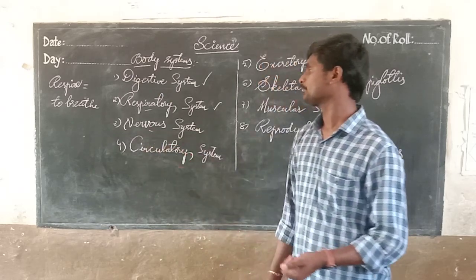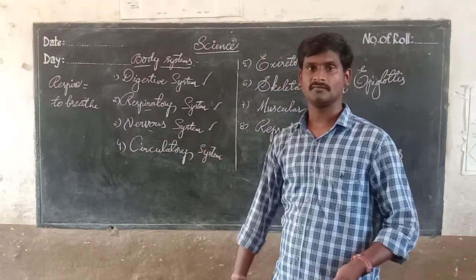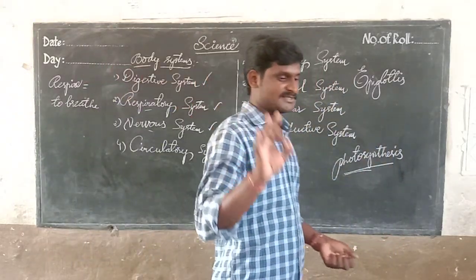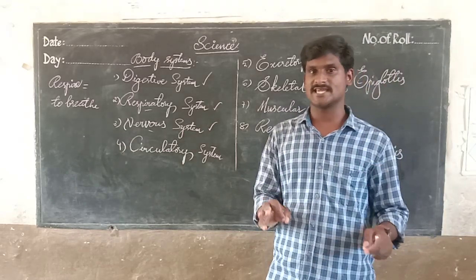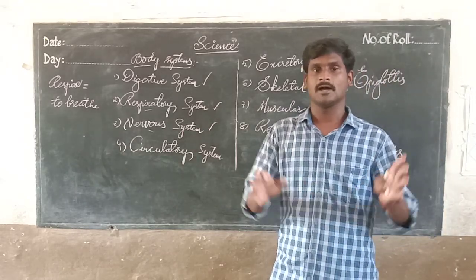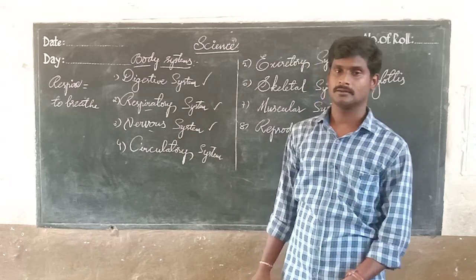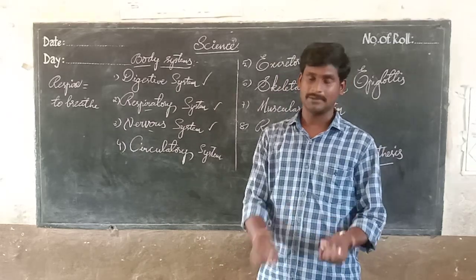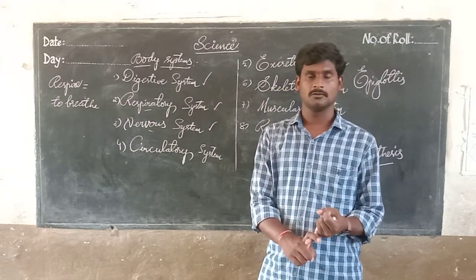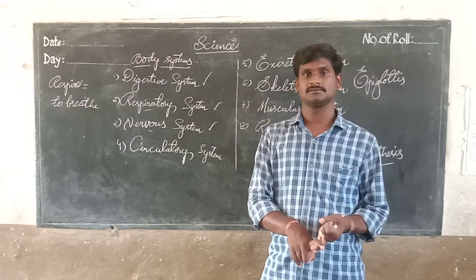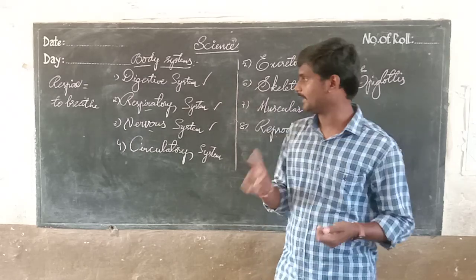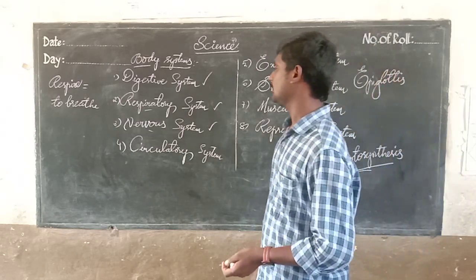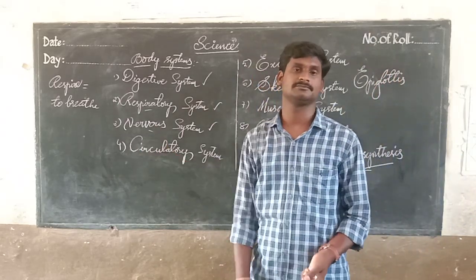Okay? And the next one is called the nervous system. The nervous system is a connecting system which passes signals from our brain throughout the body. Mainly, what are the parts participating in the nervous system? Brain, nerves and spinal cord. These three are the main parts participating in the nervous system.